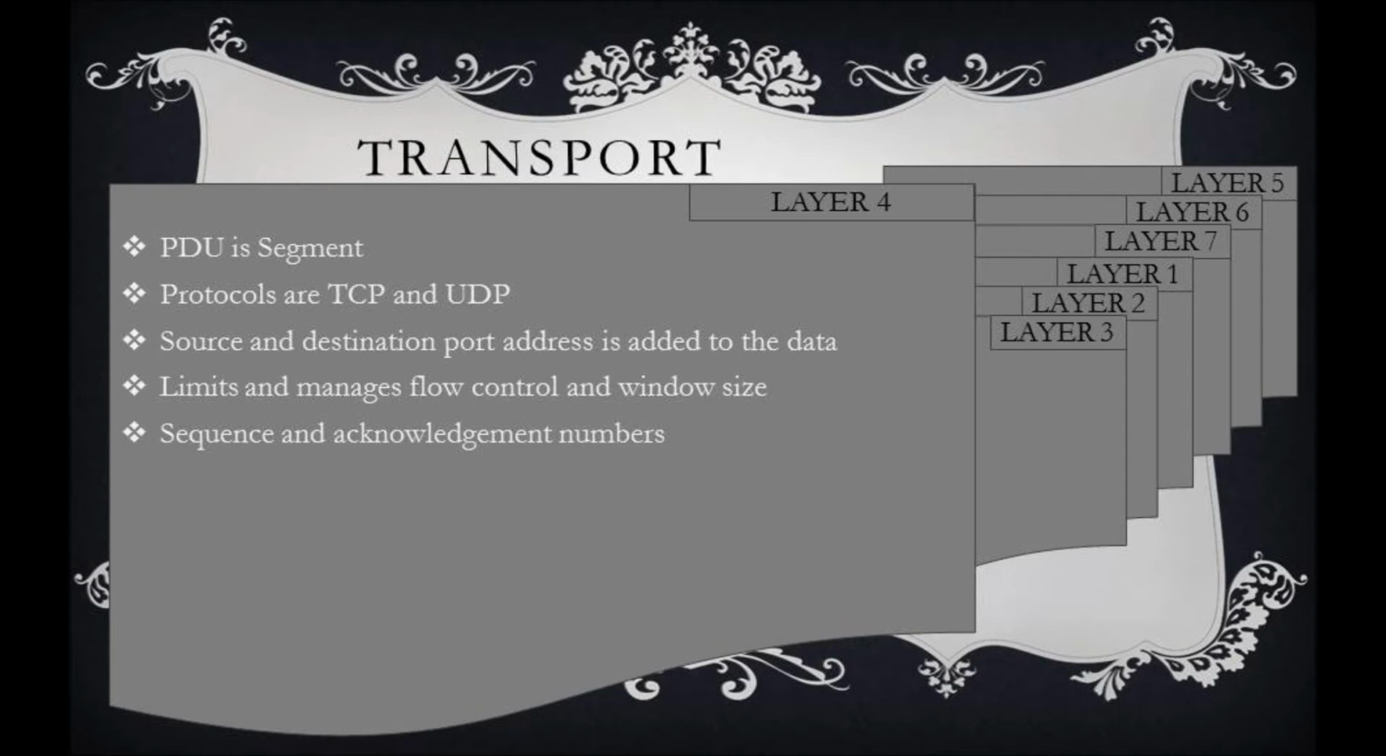Also, when using the TCP protocol, the sequence and acknowledgement numbers are added to the field of the transport layer header. Sequence and acknowledgement numbers are used to ensure that all the data that was sent was received, and if the segments arrive out of order, then a sequence number can be used to reorder them.